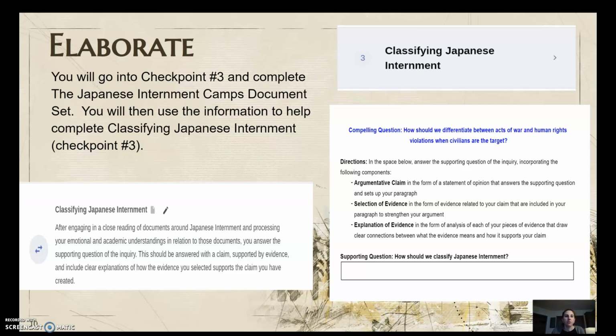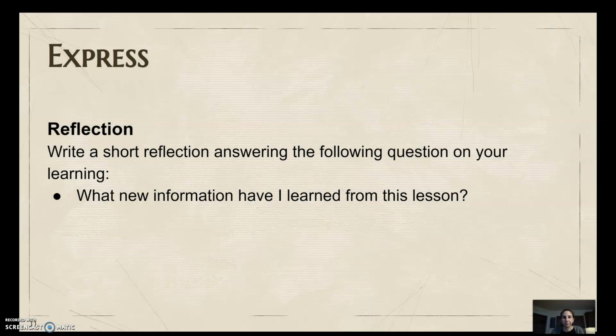For the elaborate section, you're going to go into checkpoint number 3 and complete the Japanese internment camps document set. You're then going to use the information to help you complete classifying Japanese internment. So it's checkpoint number 3. You'll take everything you learned and use it to answer the questions. When you're done, share with me what new information you have learned from this lesson. Hopefully you gather a lot of new information. Some of you may not have even realized that Japanese people were gathered up in the United States and put into these internment camps. Hopefully you gain a great deal of information.